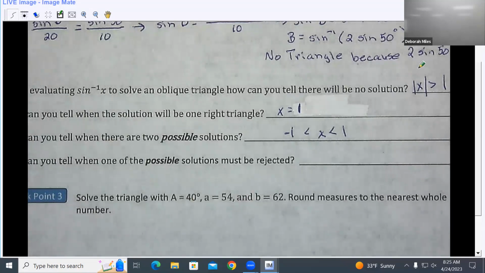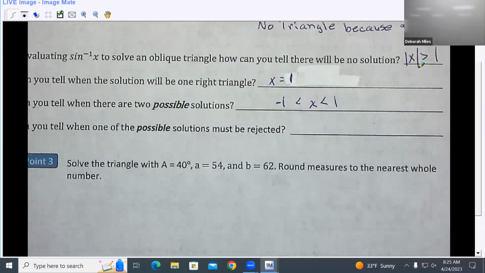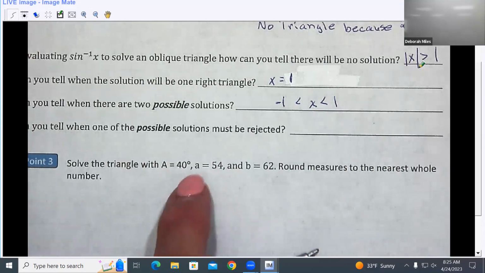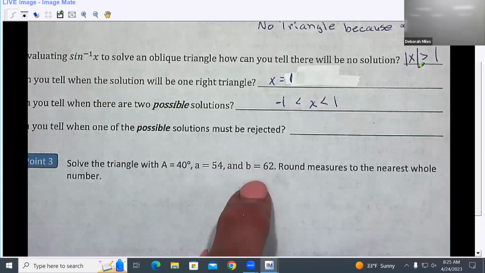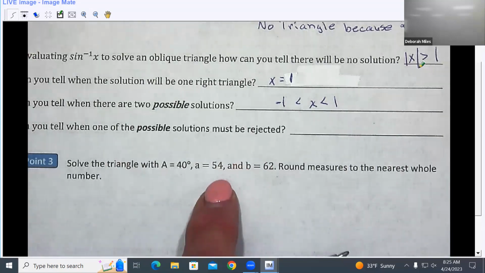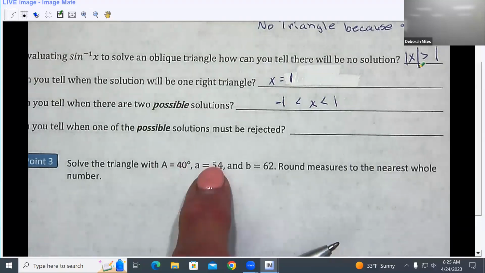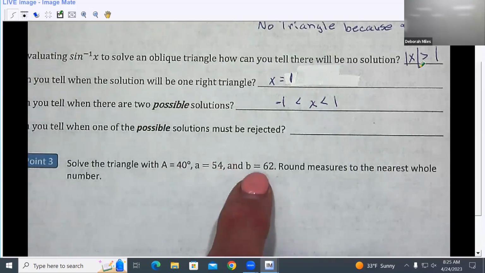All right. Checkpoint 3. Solve a triangle with angle A equals 40 degrees, side A is 54, side B is 62. Other than the fact that we haven't covered law of cosines yet, how do you know we can use law of sines? We have both angle A and side A. And we have side B, so what should we find first? Angle B. All right, we need angle B.